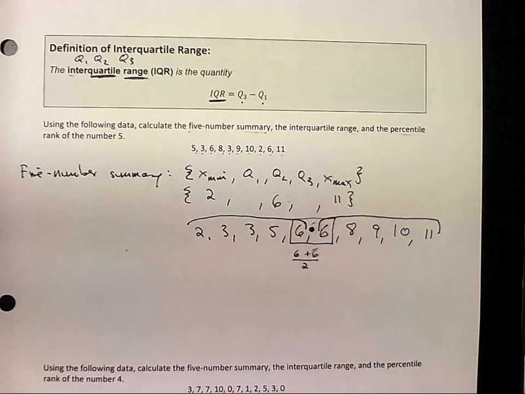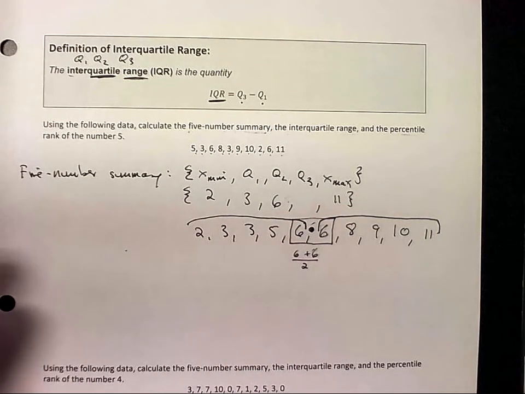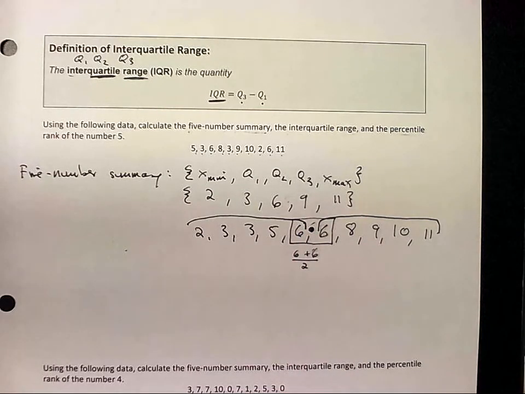Then if we wanted to find Q1, how do we go about finding Q1? Find the median of the lower set, and that number is 3. And then if we wanted to find Q3, how do we go about doing that? Median of the upper set, and then it's 9. Awesome. Everybody good with 2, 3, 6, 9, and 11? All right.